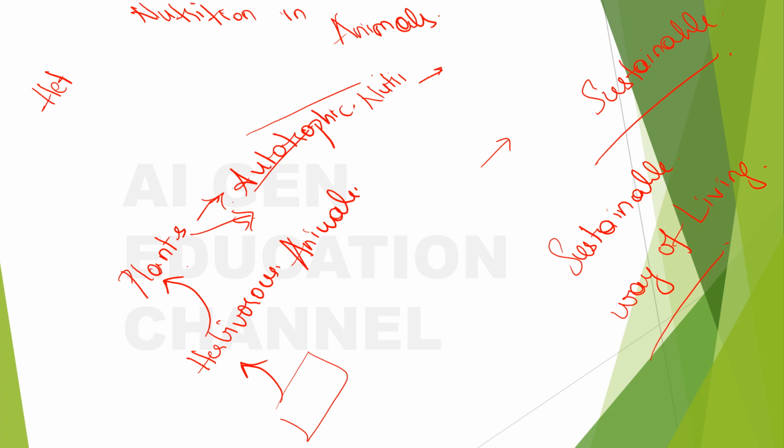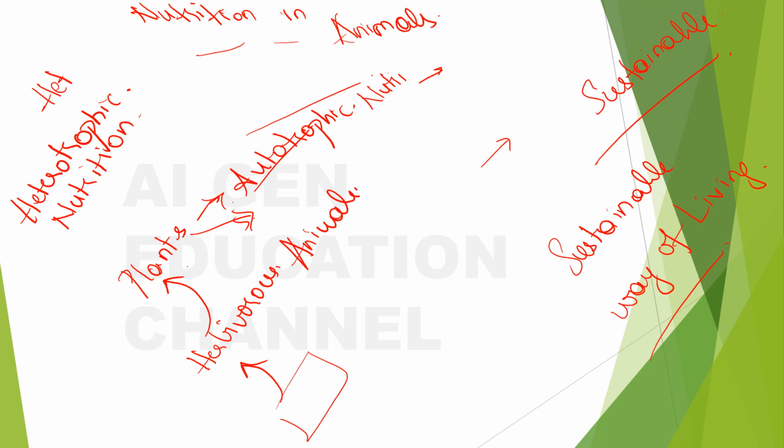Now let us get into the topic, nutrition in animals. As I have mentioned, plants can make their own food, but animals can't make their own food. They have to depend either on the plants or on other animals. So the mode of nutrition that we can see is always heterotrophic nutrition. In heterotrophic nutrition too, the way the nutrients are absorbed differs from animal to animal.